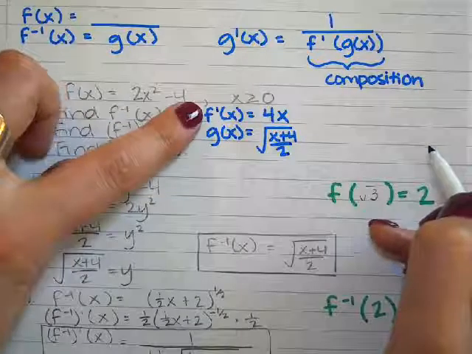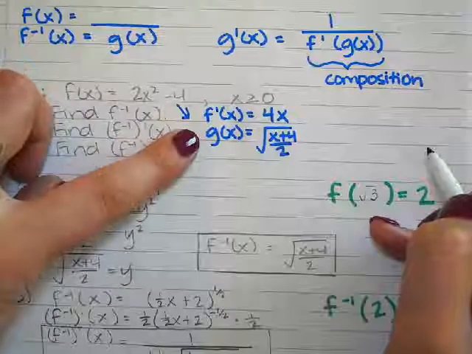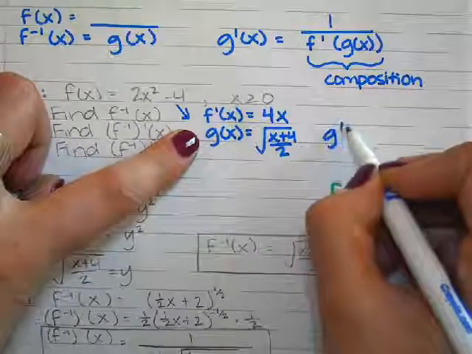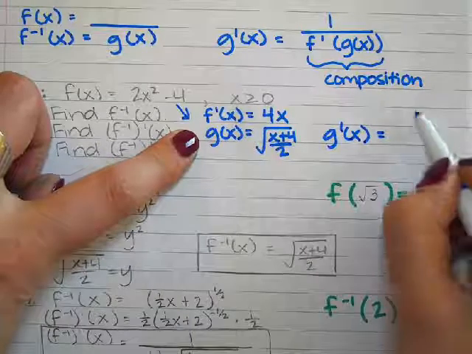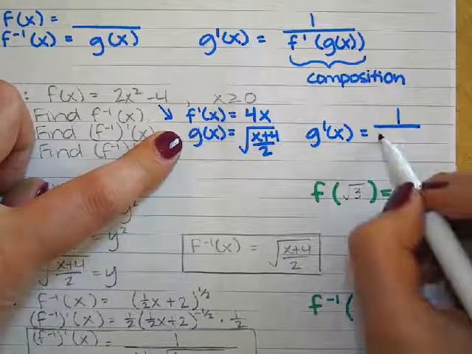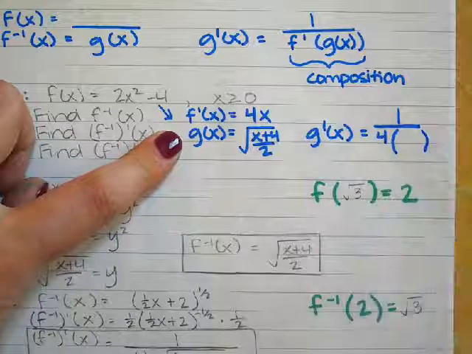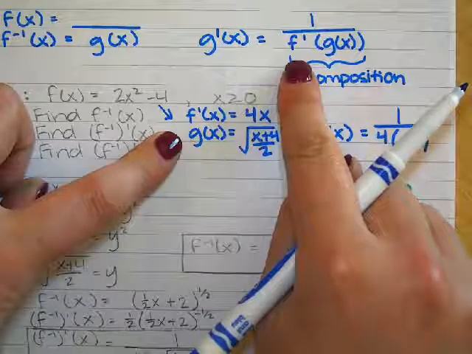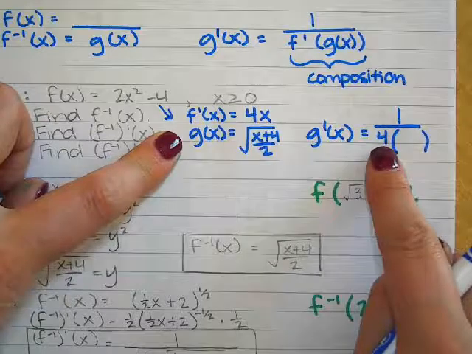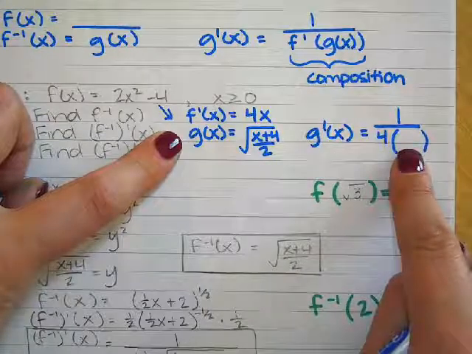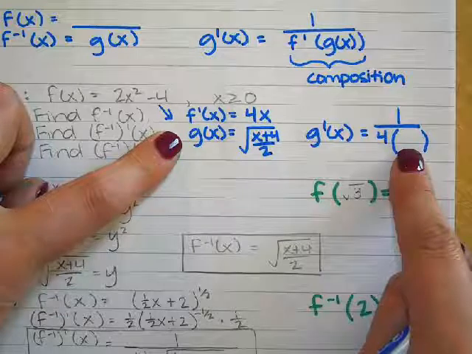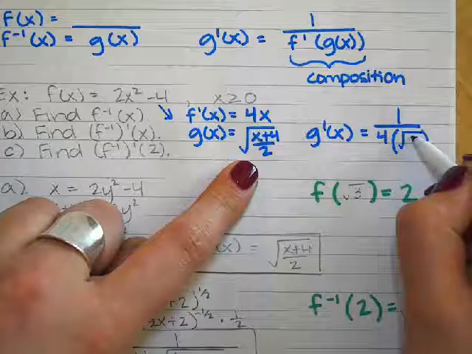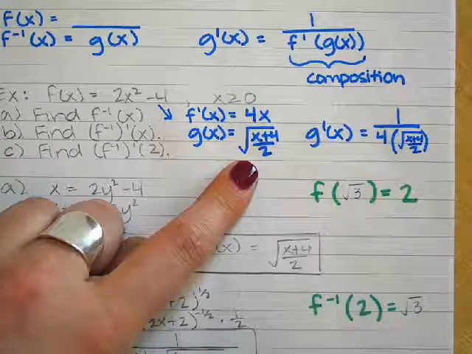So here's our derivative of the original function. Here's the inverse of the original function. So the shortcut says g prime of x equals 1 over 4, and then I'm plugging the inverse in for x. So the f prime, see that? 1 over f prime? So this is me doing 1 over f prime. Instead of plugging in x, I'm leaving that blank. Do you see that? Okay. Now I'm going to take my inverse and I'm going to plug it in. The square root of x plus 4 over 2. Done.